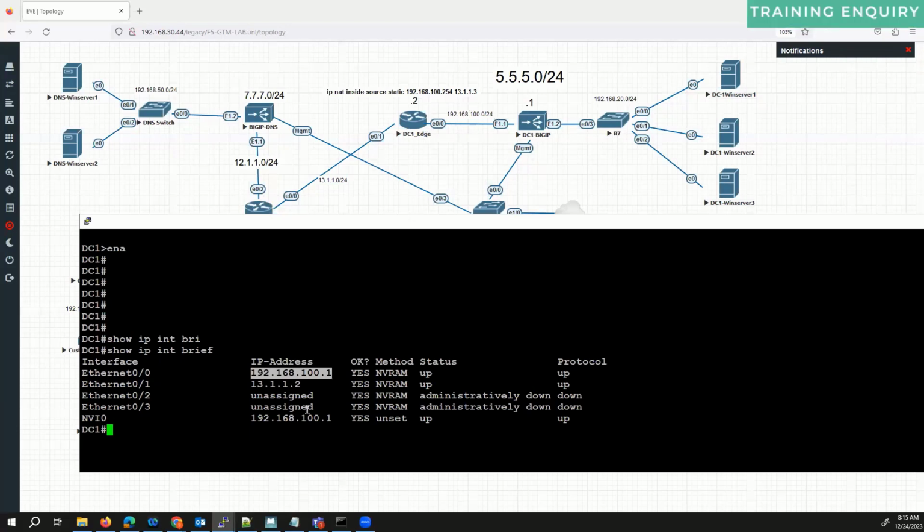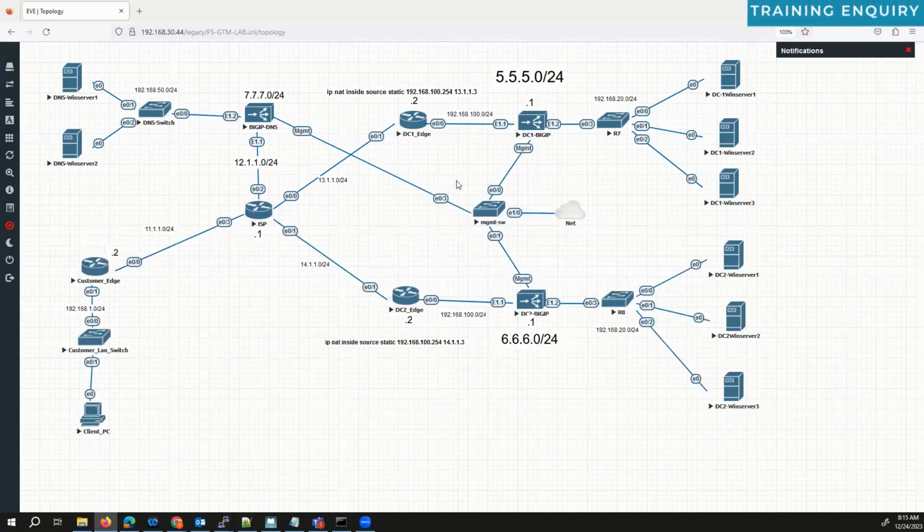Ideally, it should be 100.2. I don't know how. Maybe 100.2 is being used on DC1 big IP, probably. But it should have been 100.254, right? I mean, as per the topology or as per my understanding, right? So okay, all right.